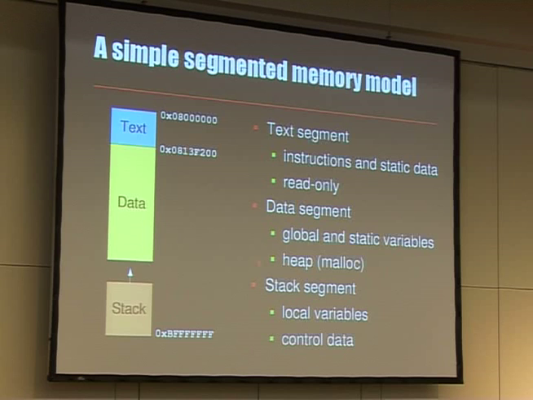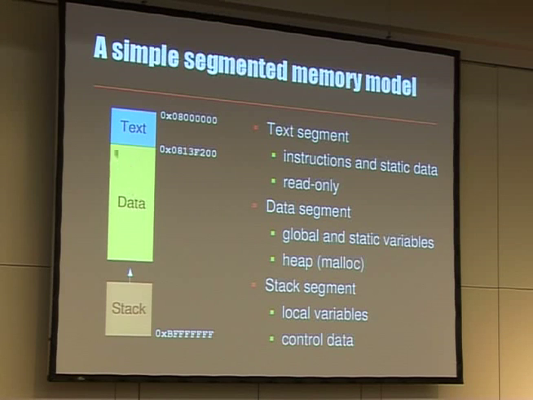Okay, let's go into the memory model. This is a very simple segmented memory model, and actually this is very close to the model that Linux is using. We have got the lower addresses on the top here, and the higher addresses are right down here. The first part of the memory is used for the so-called text segment, and the text segment contains all the instructions and all the static data. And this segment is just read-only. You cannot go there and modify the code, because that will give you segment violations.